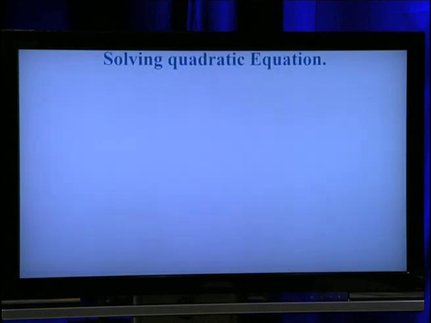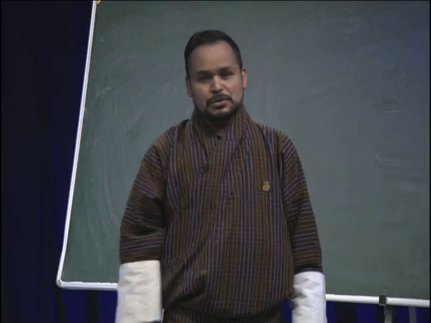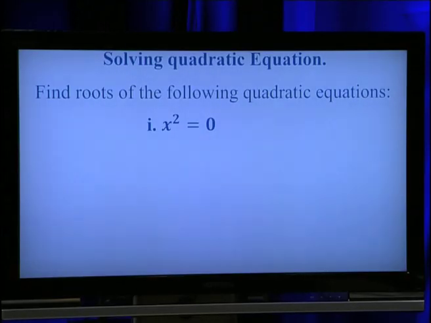Now let us understand how to solve quadratic equation with some examples. Let me give you some examples. Find the roots of following quadratic equation. It means find the solution of quadratic equation. First question, you have x squared is equal to 0. This is a quadratic equation and you have to find two roots of this quadratic equation.